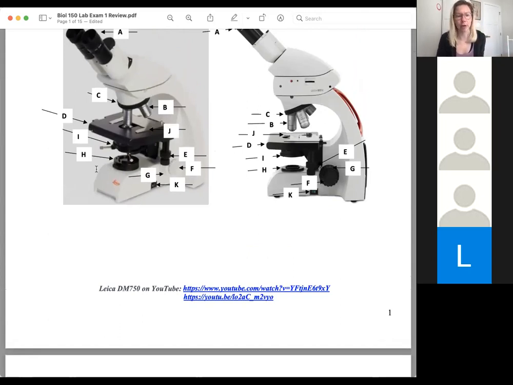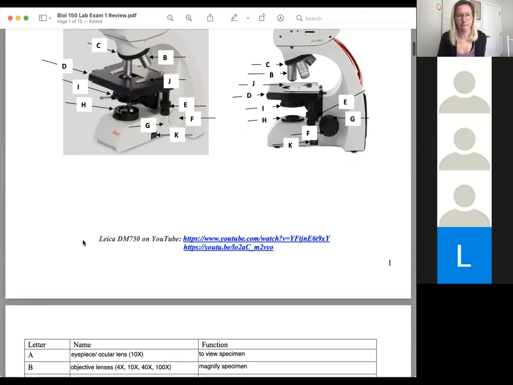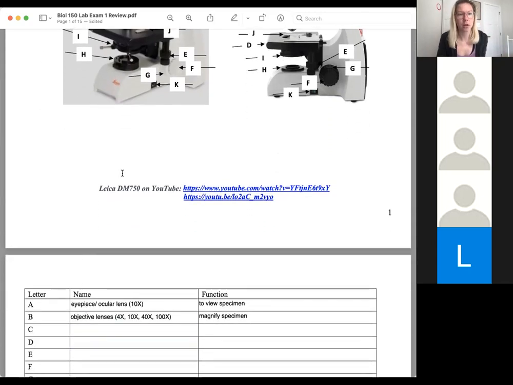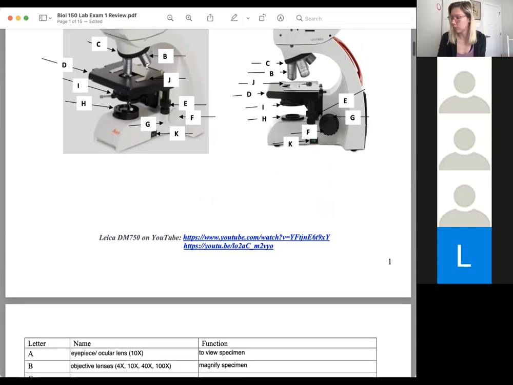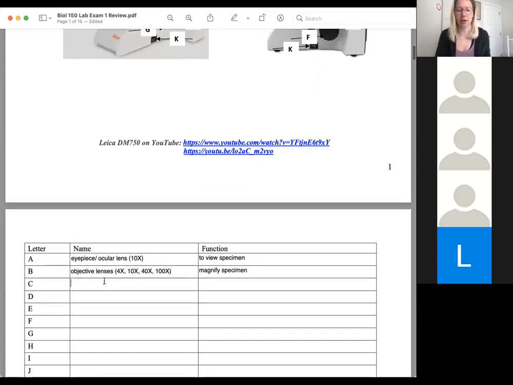So what do we call that part? Switch objectives. So the three objectives are attached to C, and part C allows you to switch between the objectives. But what is the name of this? Nose piece? Yes, it's called the nose piece, which is a little bit misleading. I tend to call it a turnstile because it kind of rotates around. So this is how we can switch between objective lenses.